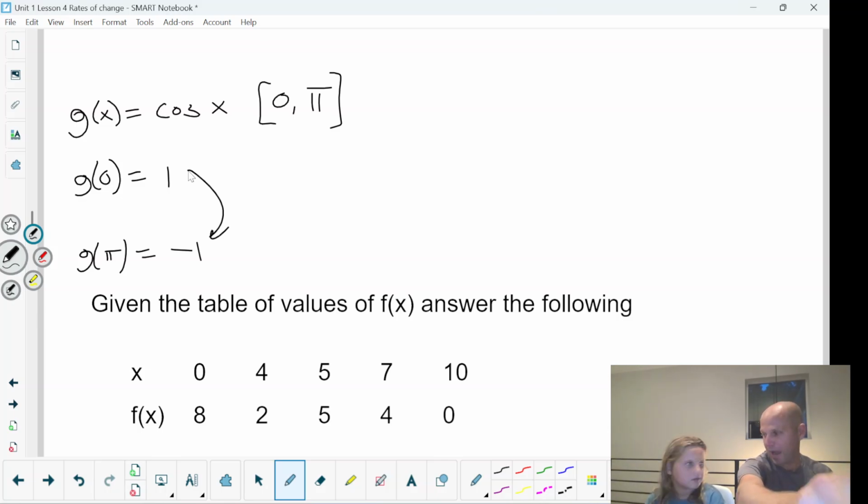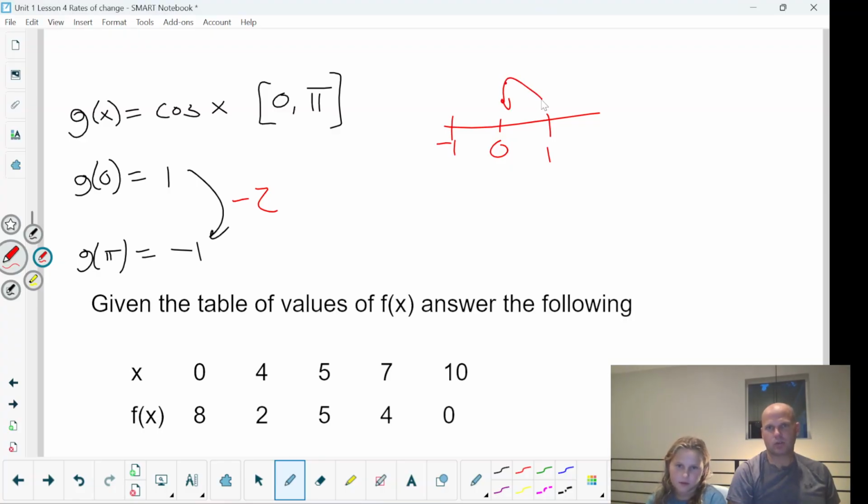I need to go past 0 to -1. We haven't even gotten to negative numbers, but you're going to get there soon. It's -2. So I go to 0 and then -1. Think about a number line. Here's 1, here's 0. This would be -1. So I subtract 2.